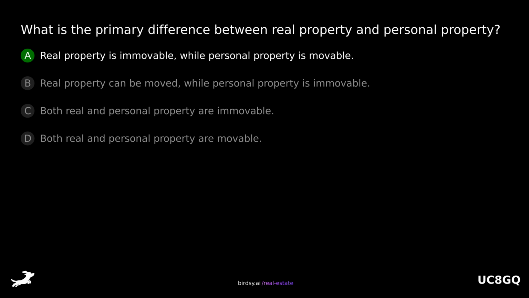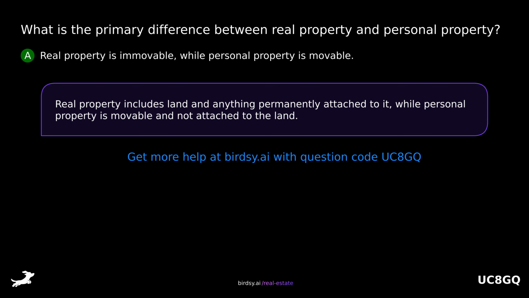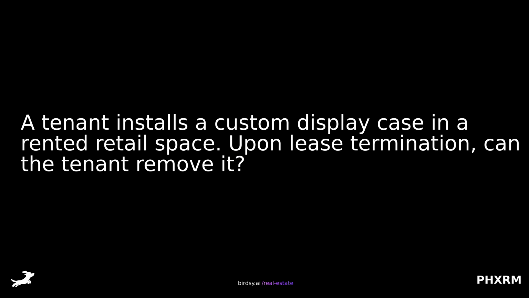The answer is A, real property is immovable, while personal property is movable. Real property includes land and anything permanently attached to it, while personal property is movable and not attached to the land. A tenant installs a custom display case in a rented retail space.